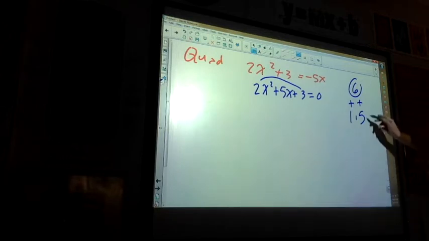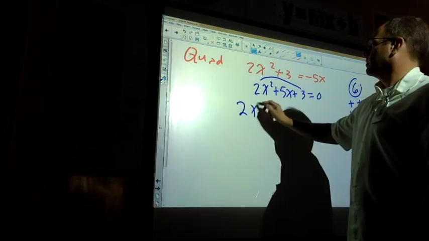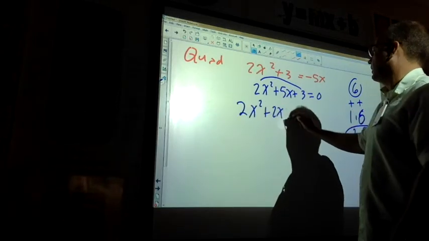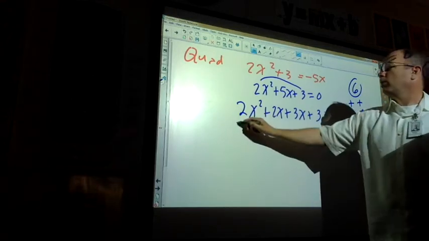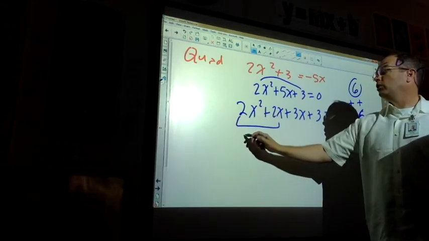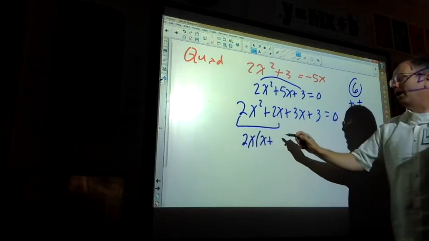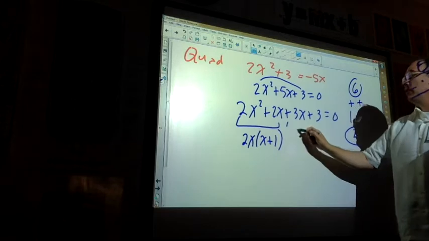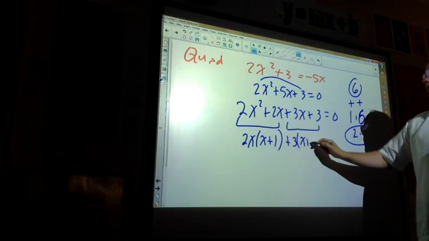Oh, wait. Take it back. 1 times 6 is 6, and 2 times 3 is 6. Which one will work to add to 5? 2 and 3 works. So I get 2x squared plus 2x plus 3x plus 3. What's my GCF here? 2 and an x. So that leaves me x plus 1. Awesome. Good deal. And then what do I have here? 3. x plus 1. Sweet.